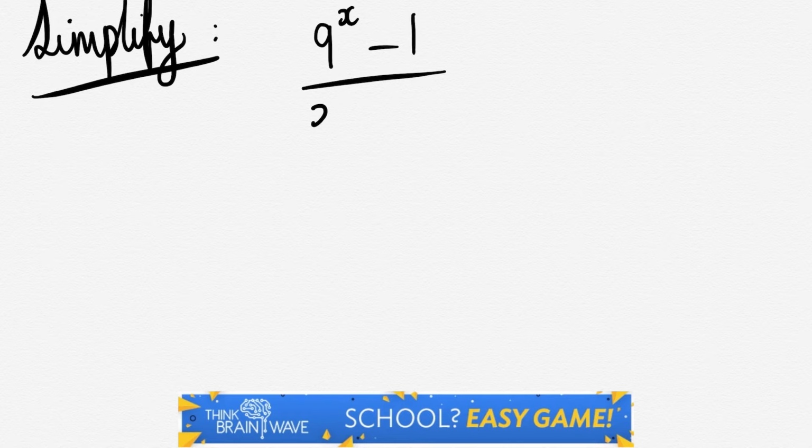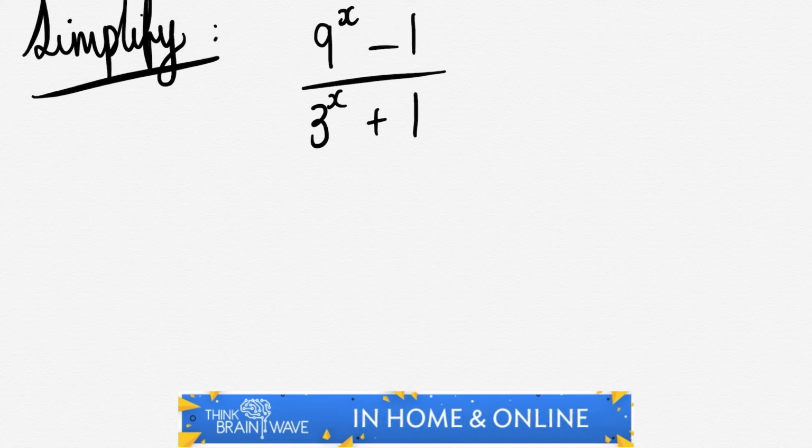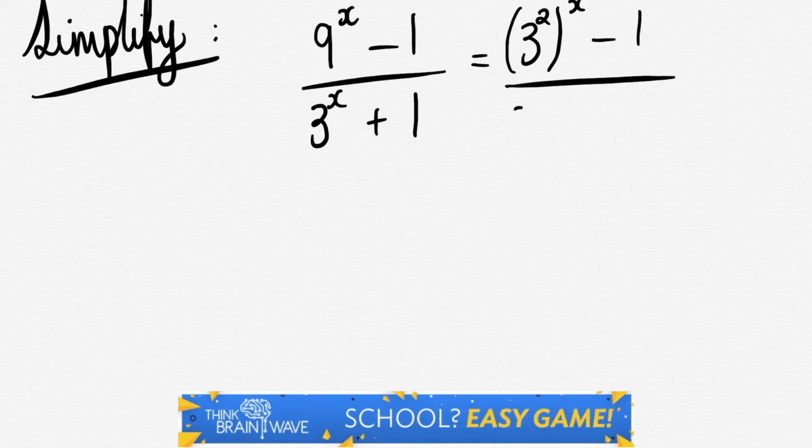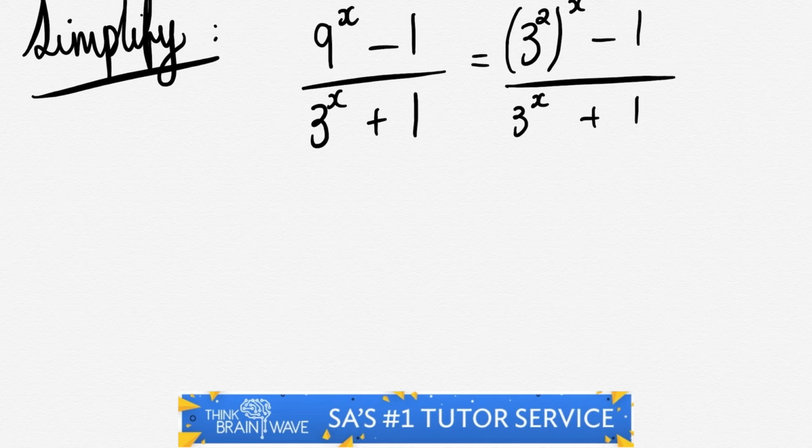Here we'll be doing another simplification question. We say 9 to the power of x minus 1 over 3 to the power of x plus 1. We'd say that's equal to 3 squared, because you get that from saying the square root of 9 being 3, and then you put the power of 2. And we just carry the other points across.